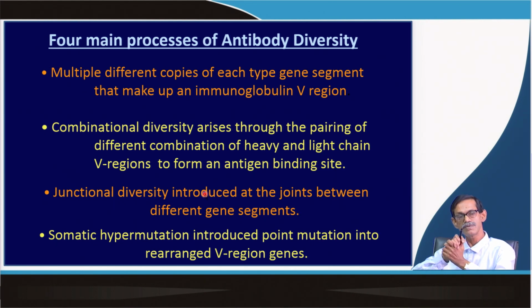Careful, it is very clearly written 4 main processes of antibody diversity. So far we are talking about lymphocyte receptor diversity. Here we are specifically mentioning antibody diversity. Why? I hope you can understand, because the first 3 are true for both B cell and T cell receptor diversity, but the fourth one, the somatic hypermutation, is only happening in the case of B cell, not in the case of T cell.